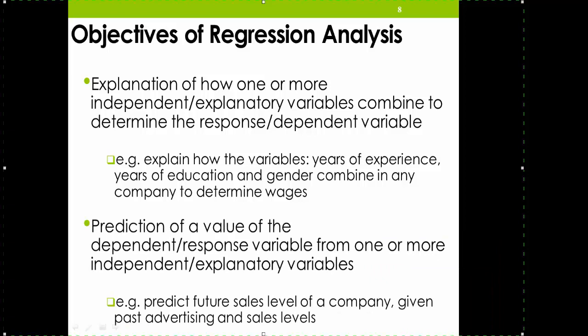The second objective of regression analysis is then to use that model that's been determined and defined to predict a value of the response variable from one or more independent explanatory variables. So once the model has been developed that tells you how X and Y are related, that's the first objective. The second objective then is to use that model to predict outcomes of the dependent variable. For example, predicting future sales levels of a company given past advertising and sales levels.